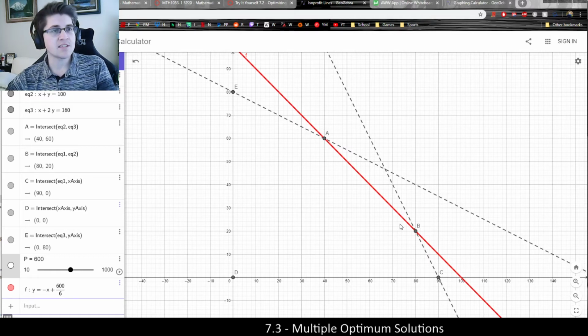This is an example of what we call multiple optimum solutions, because either A or B, and technically any point along that line, which intersects that previous line, x plus y is equal to 100, would all be perfect solutions.